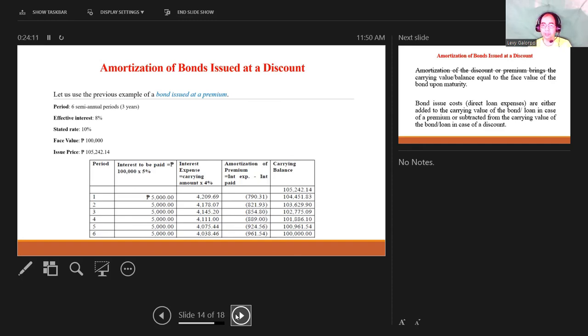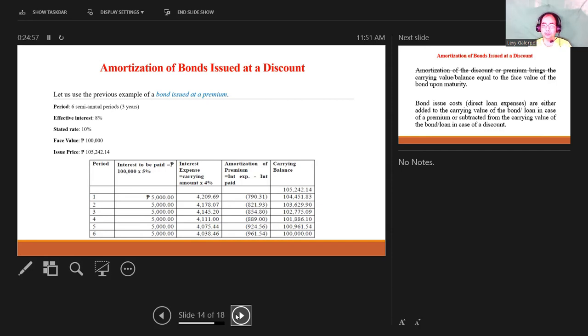Ngayon, same process, 105,242.14 times 4%. So, makukuha natin si 4,209.69. At dito, ibawas natin si 5,000, kaya negative ang resulta. Yun yung negative 790 pesos, 0.31. At dito, sa negative na yan, ang effect niyan, 105,242.14 minus 790.31 equals to 104,451.83. So, yan na yung bagong carrying value niya or carrying balance after the first period.